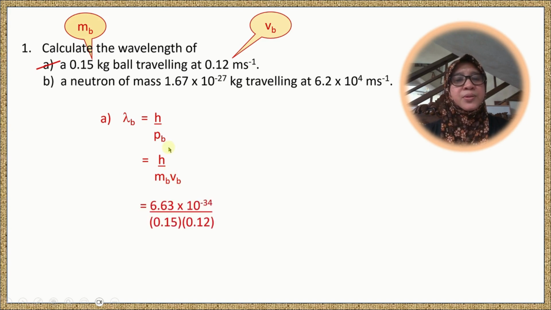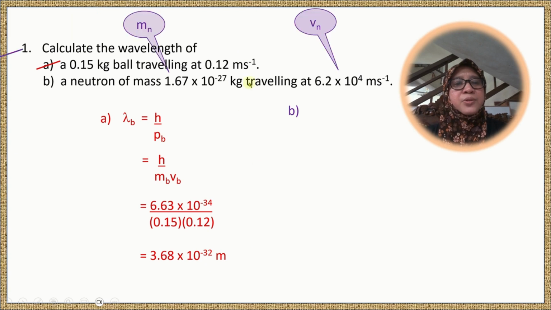So we substitute the Planck constant, 6.63 times 10 to the power of negative 34, divided by the mass given, 0.15 kg, and the speed, 0.12 meter per second. So we get the wavelength as 3.68 times 10 to the power of negative 32 meter. So it's a very small wavelength.